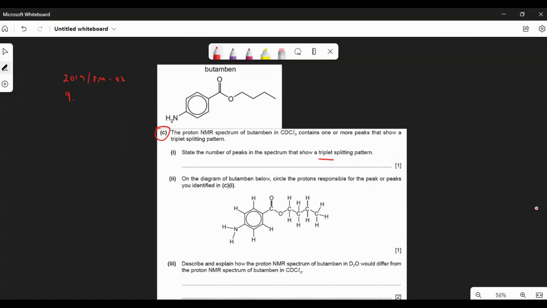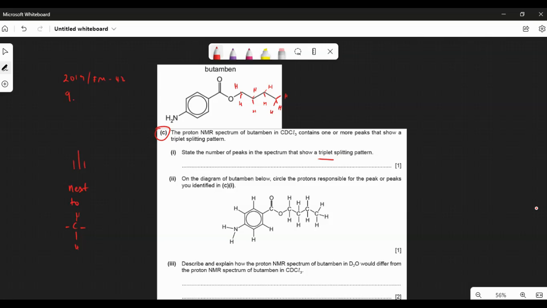Okay, so here we have a CH3 at the end. Here we have a CH2. Here we have another CH2. And here we have another CH2. Now, a triplet looks like this. And a triplet means not the thing itself, but it must be next to a CH2.